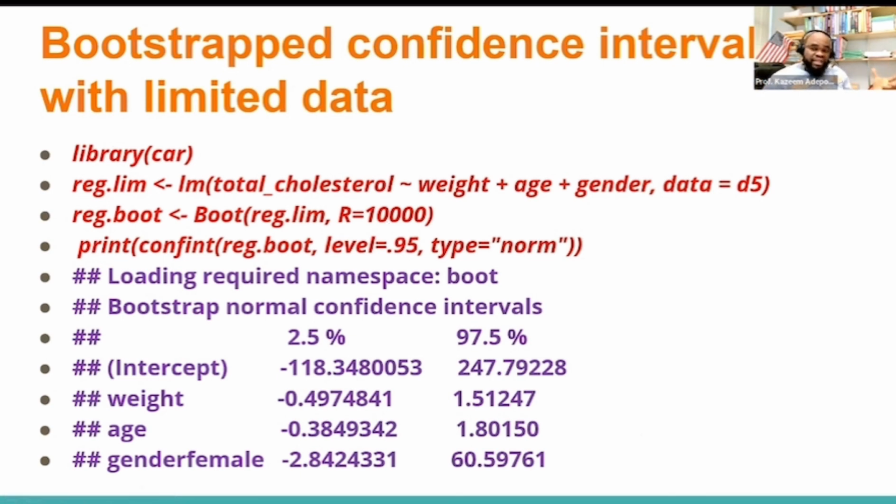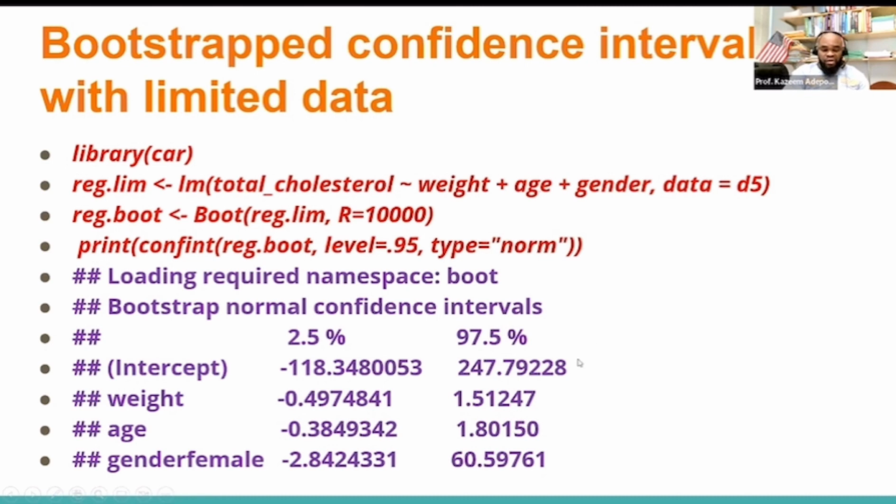Now, booting 10,000 times actually means I'm going to have 10,000 intercepts, 10,000 slopes associated with age, and 10,000 slopes associated with gender. Okay, and at the end of the day, I'm going to report the average of all of that. Now I wanted to look at the confidence interval generated.